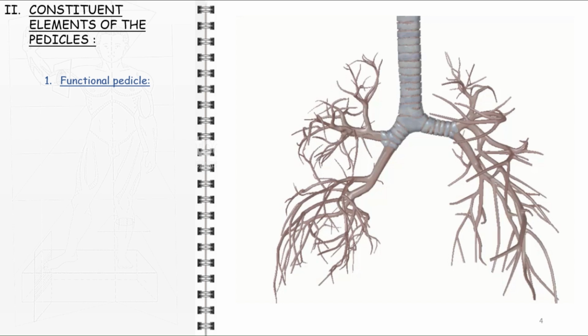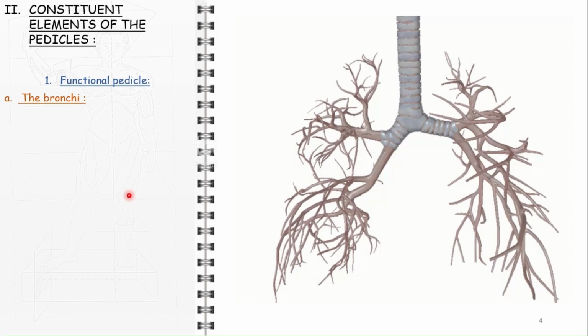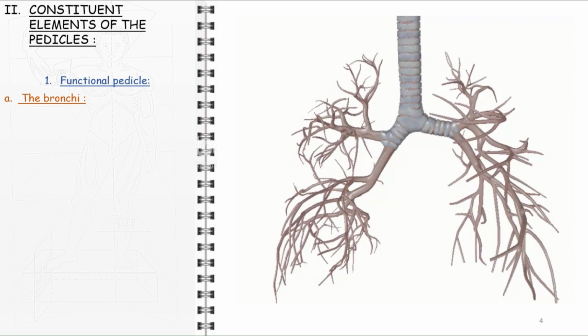We'll start by detailing the different constituent elements of the functional pedicle, starting with the bronchi. The bronchi originate from the tracheal bifurcation at the level of T4, towards the back, at the height of the Louis angle, and slightly to the right of the midline. They then diverge, forming an angle of approximately 70 degrees.